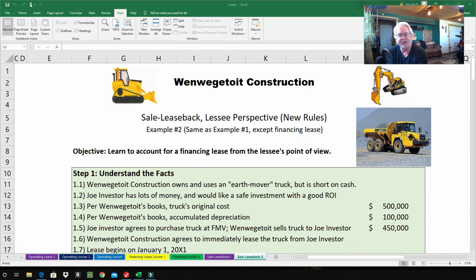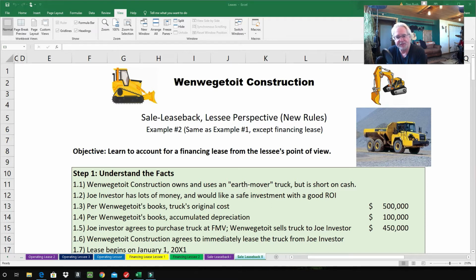And if you're struggling with this one, I would suggest going back and reviewing the other videos, and it'll get you up to speed. Now, in this example, we're using the exact same information to keep things as simple as possible. The exact same information as the last example that we did, example 1. Example 1 turned out to be an operating lease. Now in example number 2, it's going to turn out to be a financing lease. So that's how it's different. I just changed one of the details to make it a financing lease.